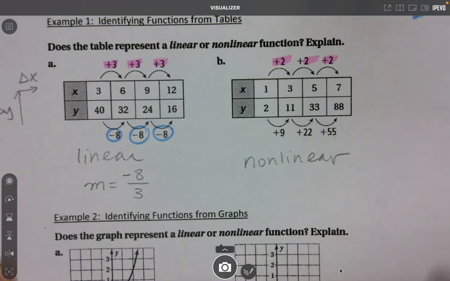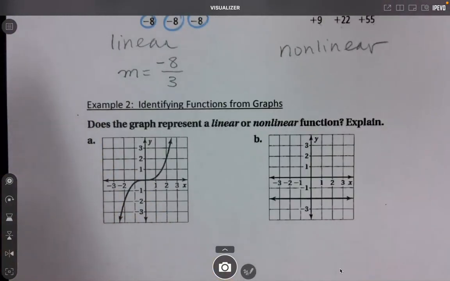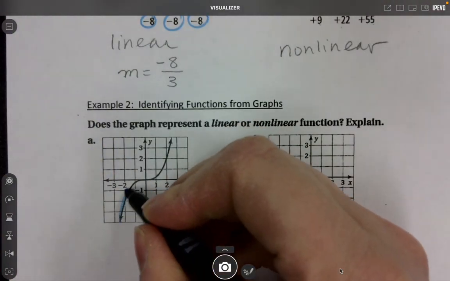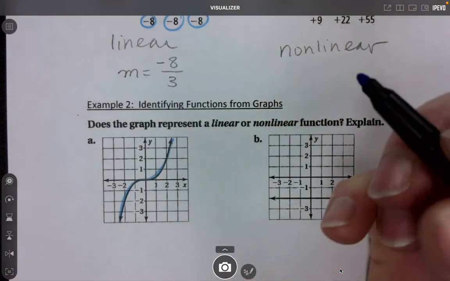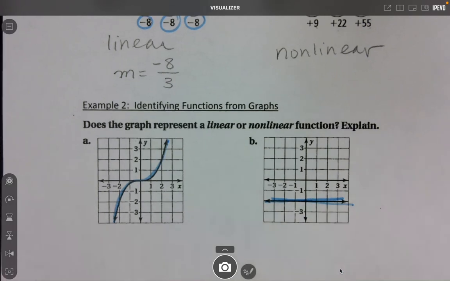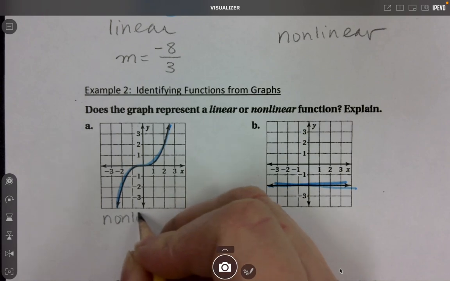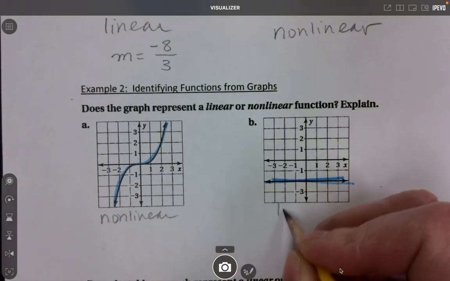So now we're going to look at some visual representations. For this, all we have to do is simply look at the graph and decide if it's a line or not. So this first one, I definitely have a curve. And the second one, I have this horizontal line. So keyword there being line, right? Our first one will be nonlinear, and the second one will be linear.